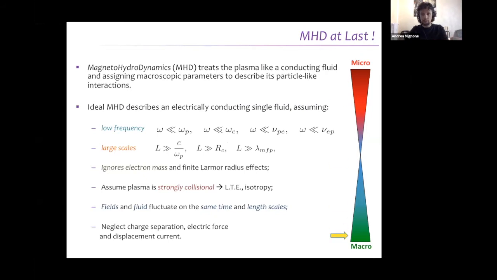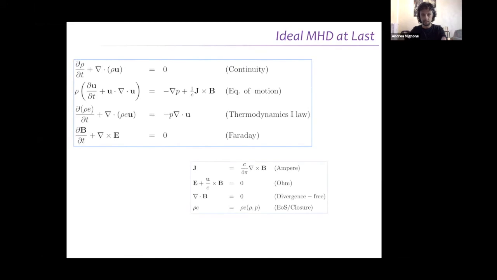Finally, then you approach MHD, because in MHD, you make a lot of simplified assumptions by essentially assuming that we are dealing with a very low frequency plasma, that we neglect collisions, we neglect electron effects, we neglect Larmor radii, and consider very large scales. And also that we are dealing with a fluid where the hydrodynamic processes and the electromagnetic processes will fluctuate on about the same temporal and length scale. This is MHD. So you also neglect charge separation, electric force, and displacement current. So after all, to be honest with you, MHD is really the most simple form of plasma description.